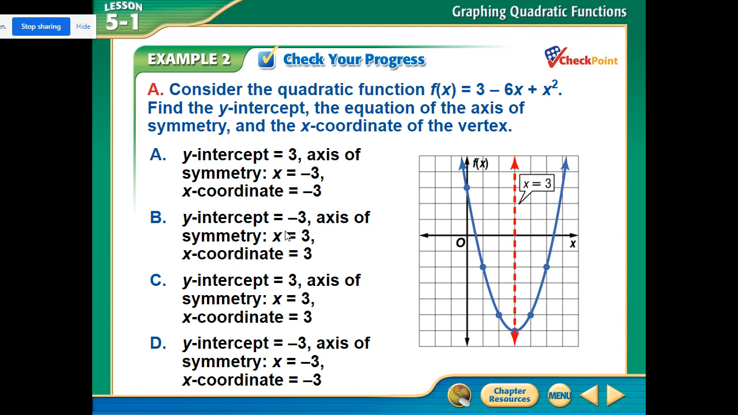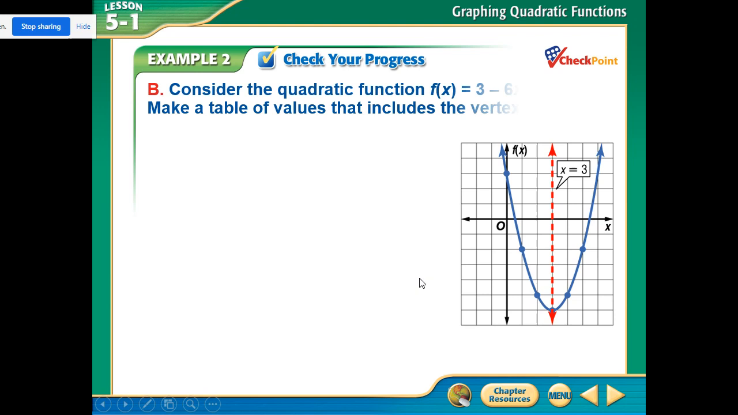Y-intercept of 3, so it's not B. It's not D, so it's either A or C. Axis of symmetry is x equals 3, not -3. It's got to be C. Sure enough. And we can tell all of that just from our graph. So why wouldn't we graph it?